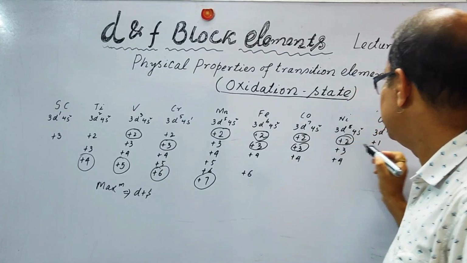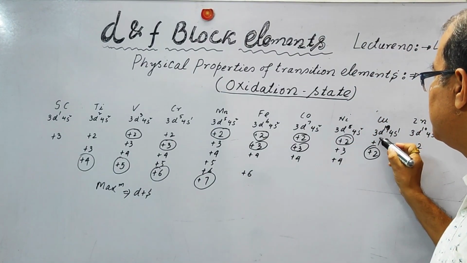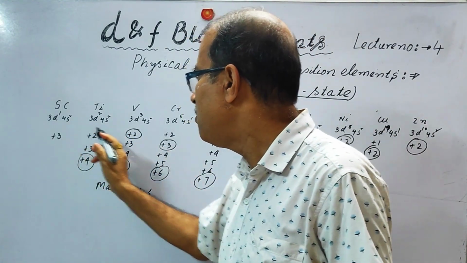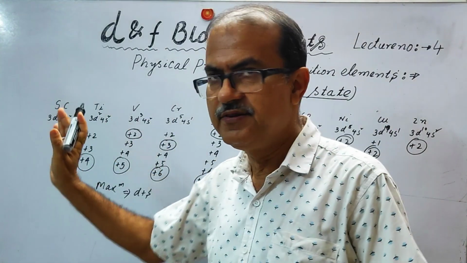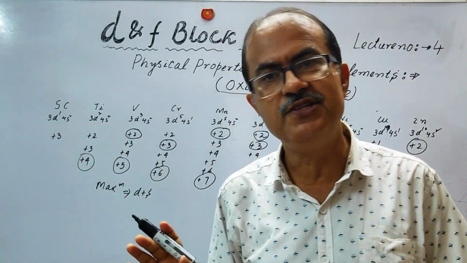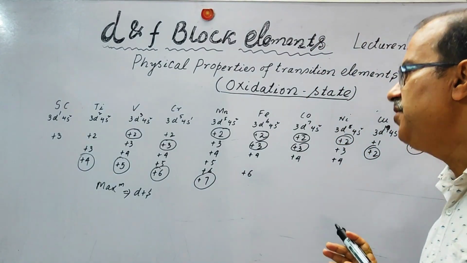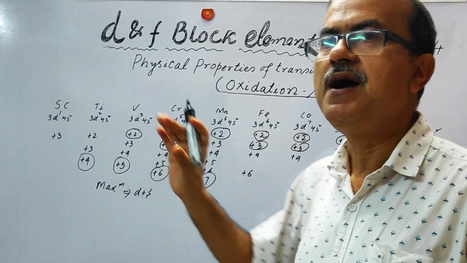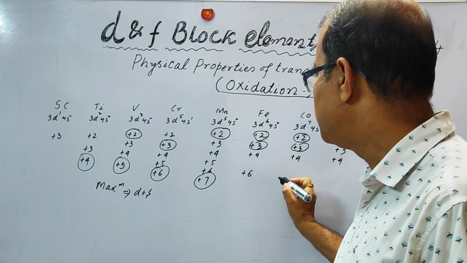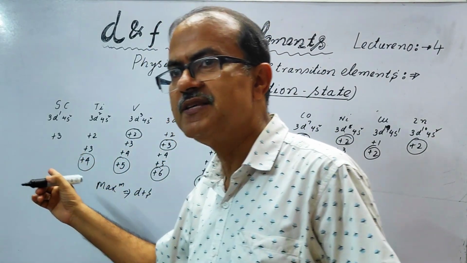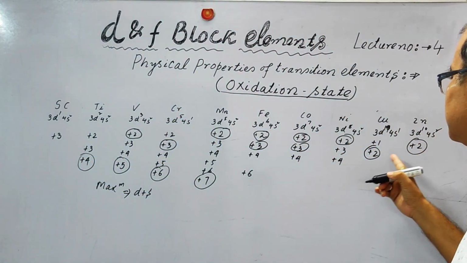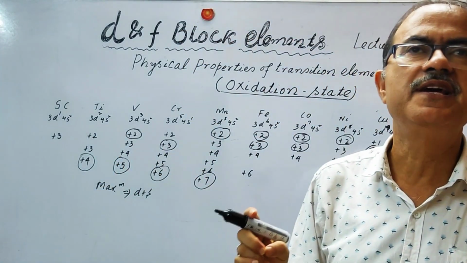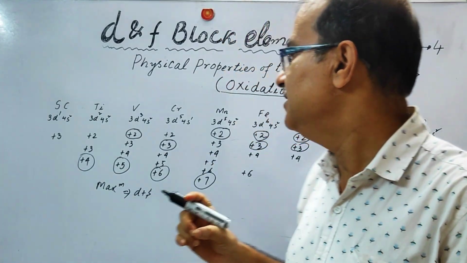Nickel, you will find +2. Copper, you will find +2. And zinc, you will find +2. So if we compare all these series elements, that is the oxidation states of the series elements, what do we find? We find one very basic thing: the most common oxidation state among these elements is +2, except scandium, which is +3. You can see here it is +2, +2, +2, +2, +2, +2. So the +2 oxidation state is very common among the transition elements.